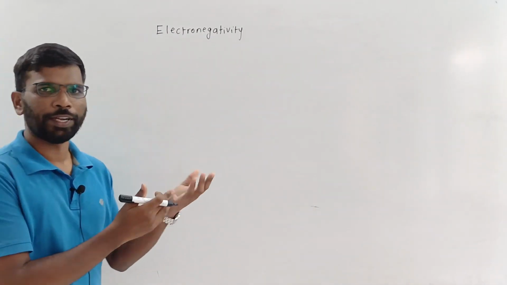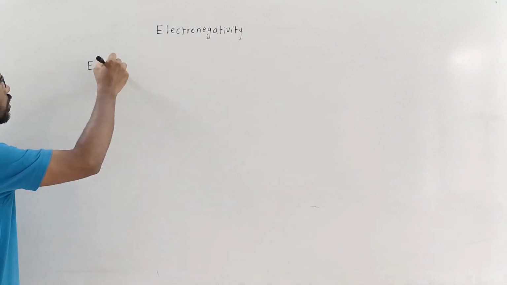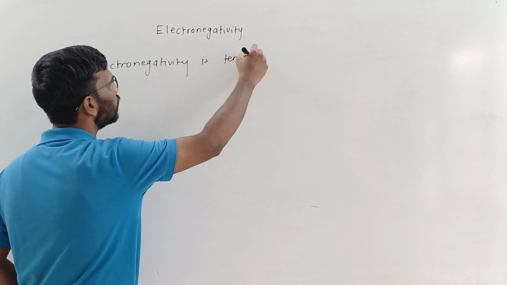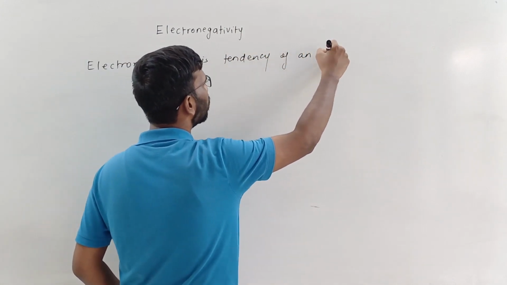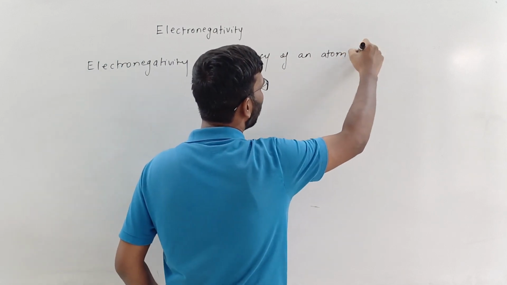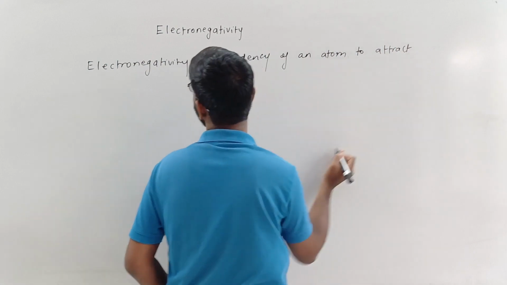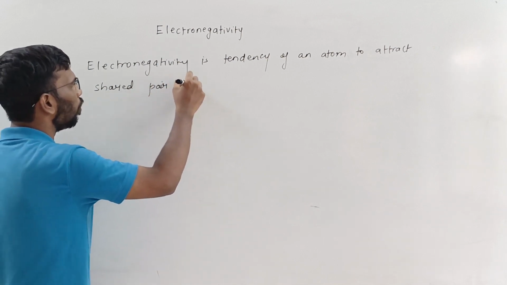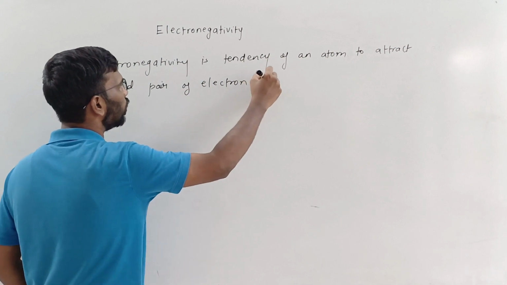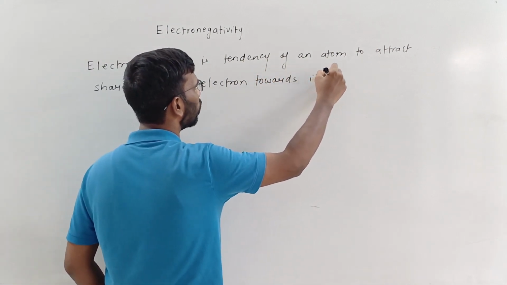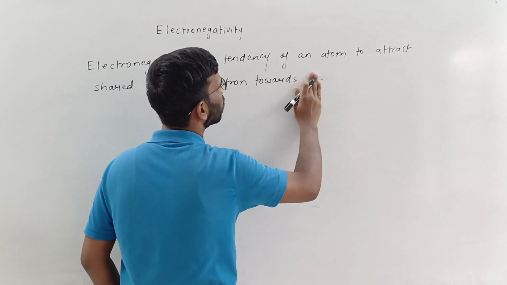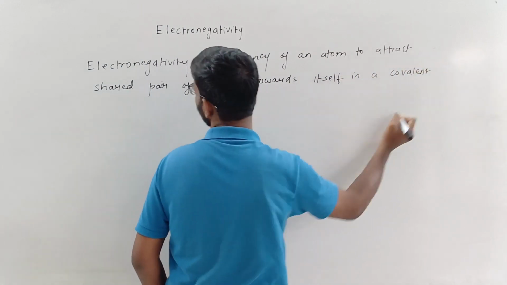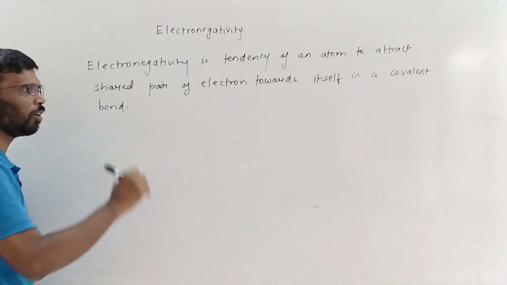Okay, the concept is electronegativity. I'll write the definition. Electronegativity is the tendency of an atom to attract a shared pair of electrons towards itself in a covalent bond. A covalent bond is a bond formed by sharing of electrons.